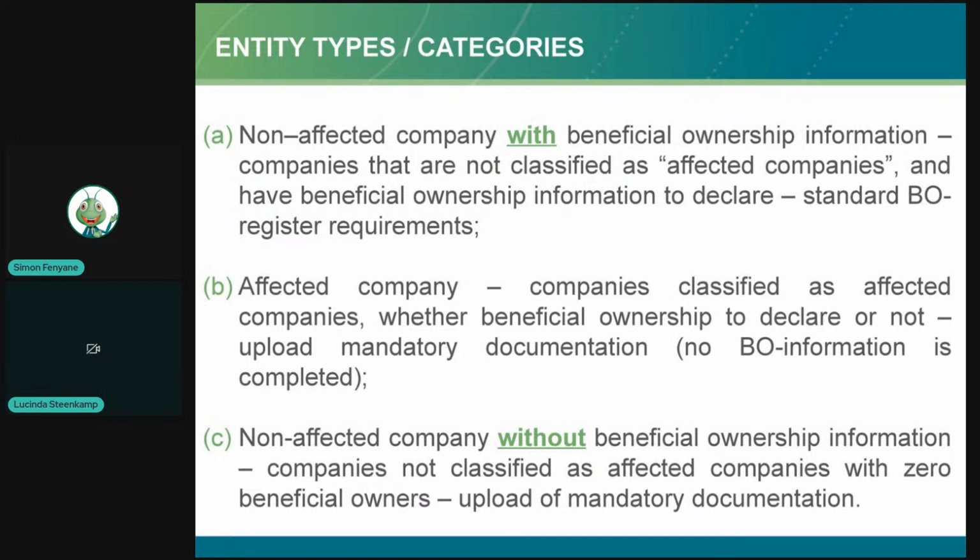And then lastly is non-affected companies without beneficial ownership information. These are companies that are not classified as affected companies. And once you apply the definition of beneficial ownership, it comes to the conclusion that there are 0 beneficial owners in this company. Then you select this category and still upload the mandatory documentation.